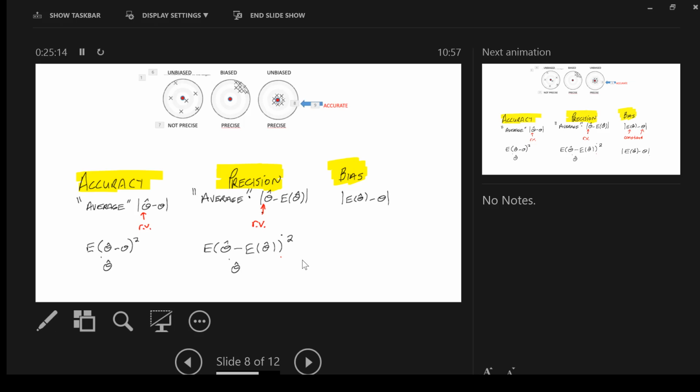No. Bias is a single thing. There's only one, there's a bias. It's the average value of all your theta hats minus the true value, and then you take the modulus of that.